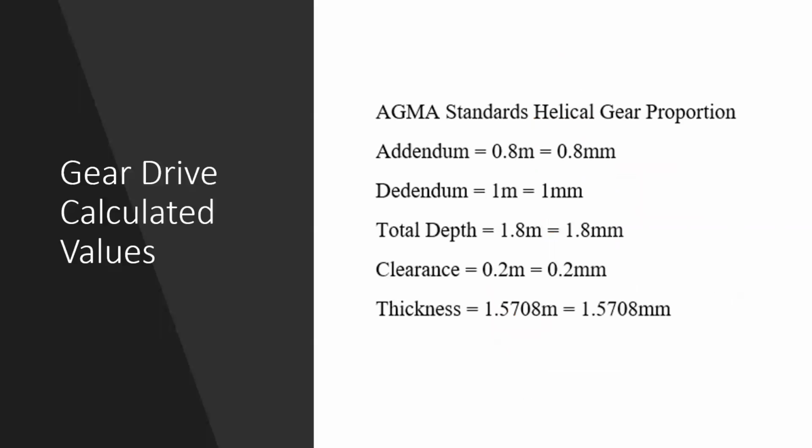Next slide, please. And here are the specifications for the steel that we will be using in our helical gear drive, which are referenced from the AGMA, or the American Gear Manufacturers Association. We have the dedendum as 0.8 meters, an addendum of 1 meter, the total depth to be 1.8 meters, a clearance of 0.2 meters, and a thickness of 1.57 meters.